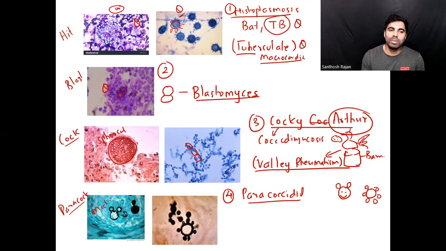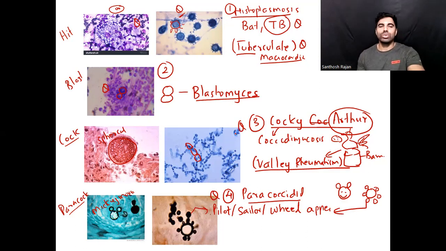So this is a Mickey Mouse, or a wheel. We have one wheel, rotate the wheel, rotavirus. Another wheel is in paracock. We call it the pilot wheel, or sailor wheel appearance. Mickey Mouse and sailor wheel appearance. This was an expected question asked in your previous exam. These are all repeatedly asked questions, so you are not going to make any mistake.